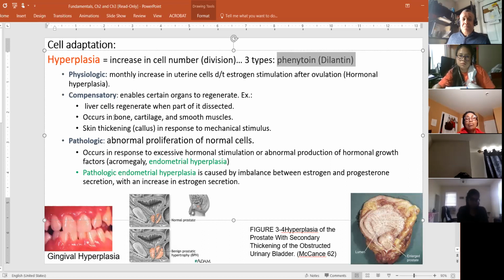And other examples here too. Pathologic, I provide just an example of pathologic, which is in response to the treatment of Dilantin, that patient could develop the gingival hyperplasia, or the pathologic endometrial hyperplasia, the imbalance between estrogen and progesterone secretion, especially in the postmenopausal phase.